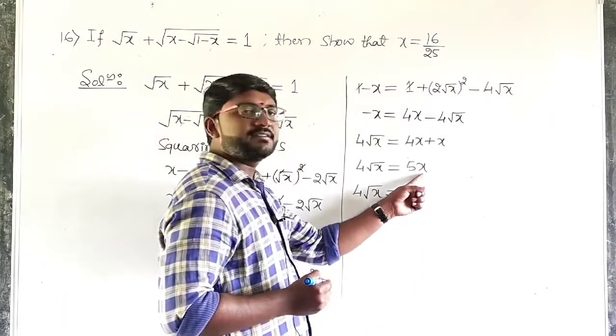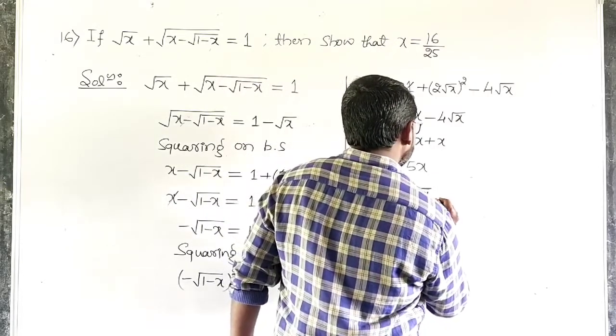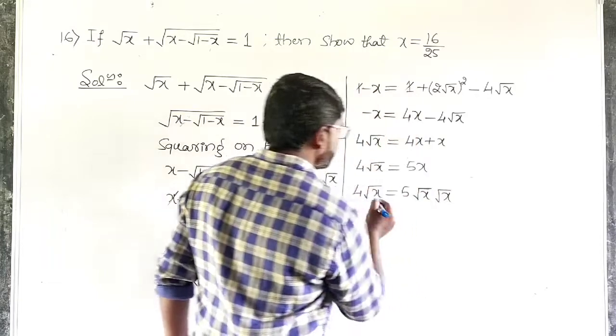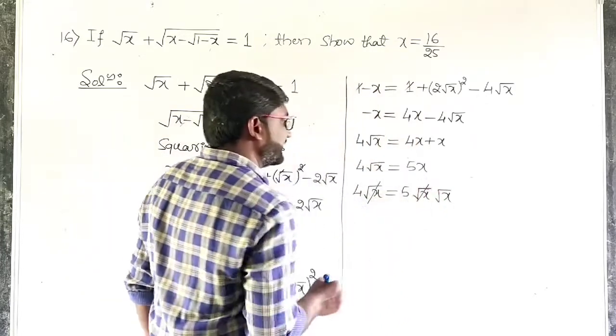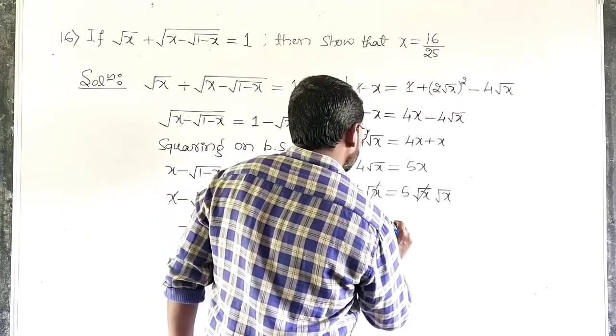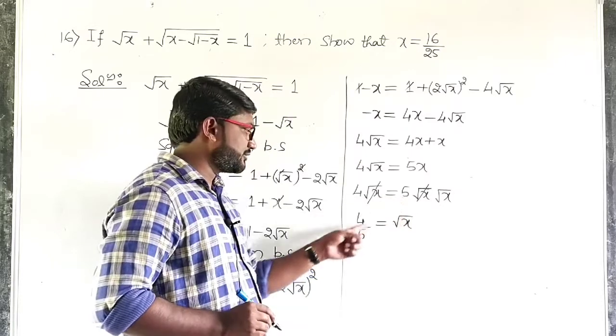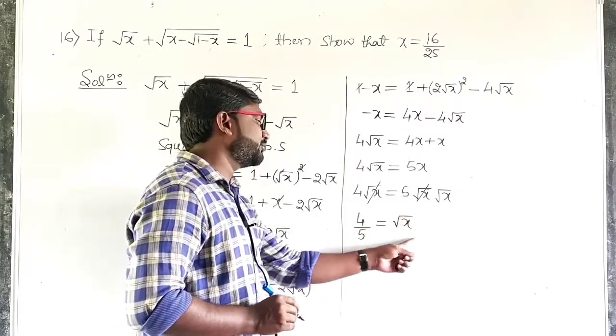x can be written as root x into root x. So here root x and this root x get cancelled. So 4 by 5 is equals to root x. I have taken this 5 to the LHS, it goes to the denominator. Now square on both sides.